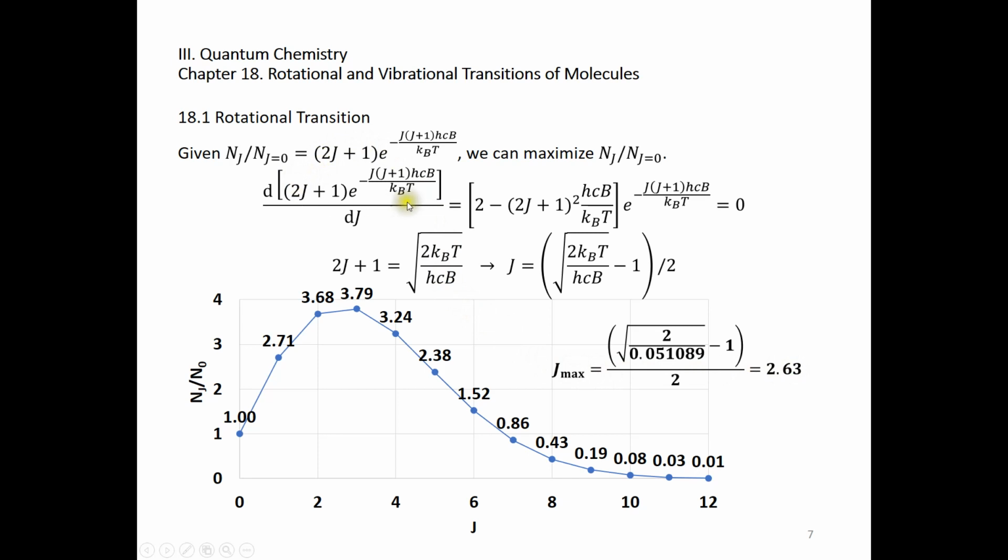So if we're looking at a continuous function of this, the maximum is 2.63, so somewhere here. And no wonder we see this N_J over N_0 reaches the maximum at J equals 3, and it's close to the maximum when the value of J is 2. So this is our calculation. We got 2.63. So it's not surprising over here on this graph we achieve the maximum occupation number when J is 3. If you round up 2.63, it's 3.